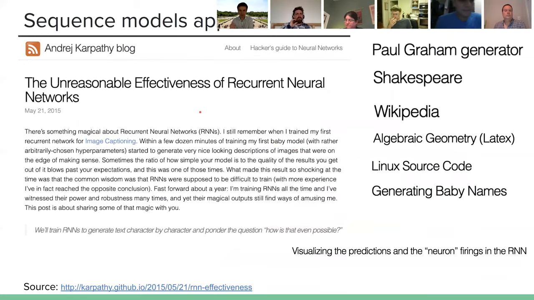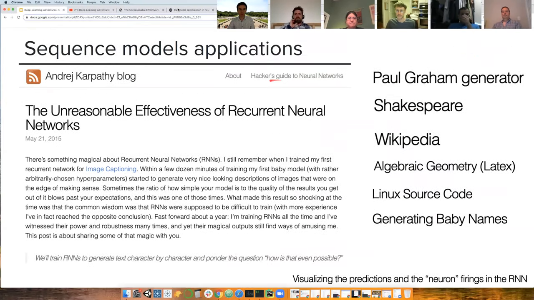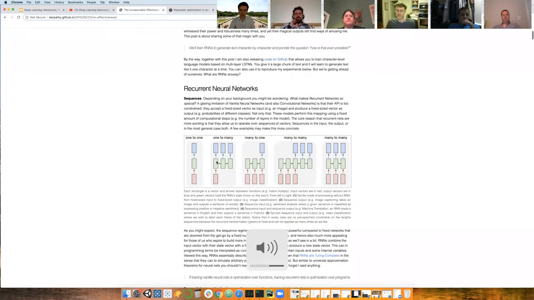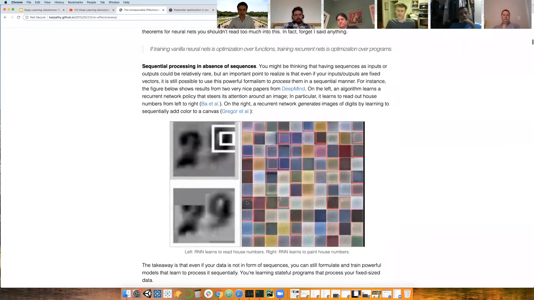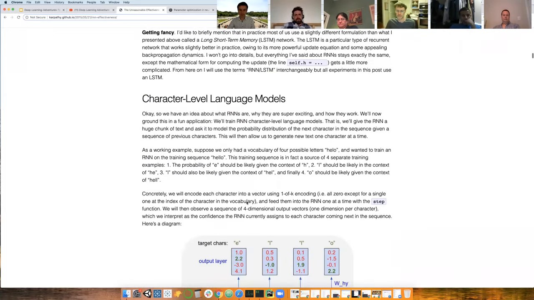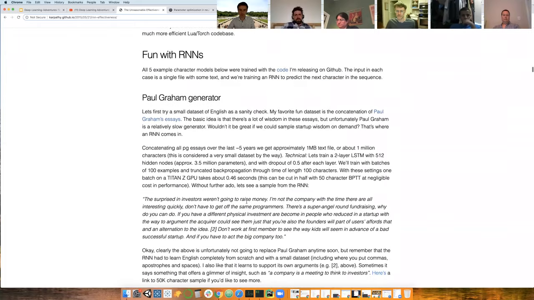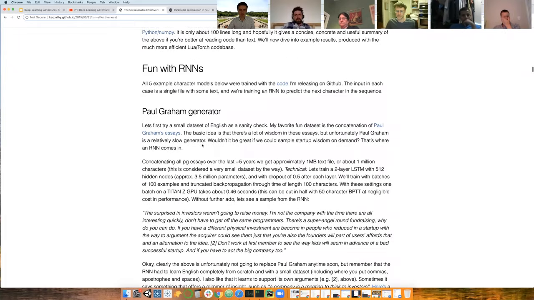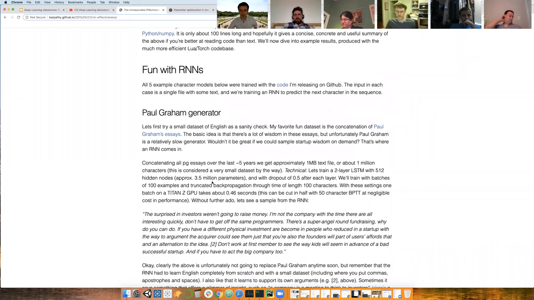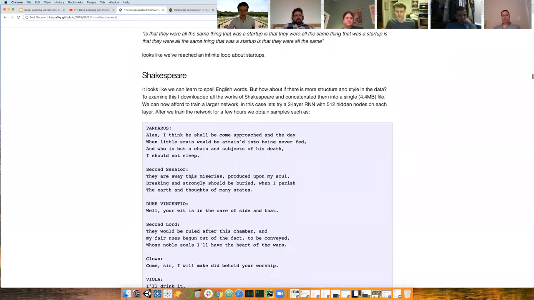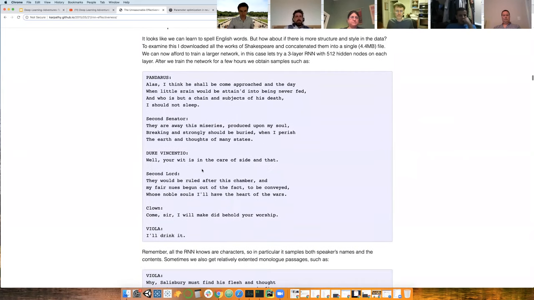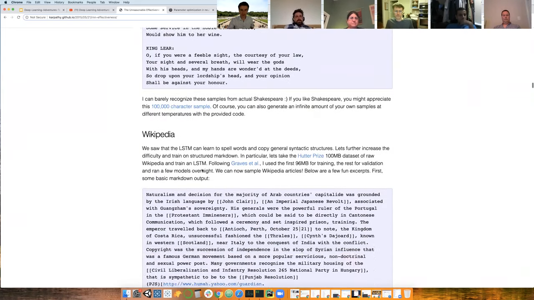I mentioned this blog post from Andre last time, but he also goes into some other interesting generations. I'll quickly skim them. This is the same architecture that we saw above, with some simple code for how to do your own language model. He has a generator from Paul Graham, the founder of Y Combinator. He was actually able to train it and create text after it. Some Shakespeare that we saw before. I'll go to some interesting ones.